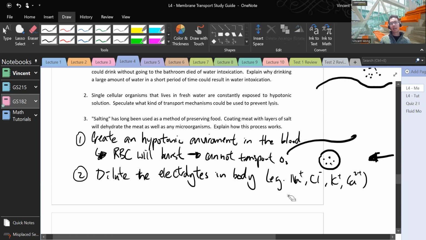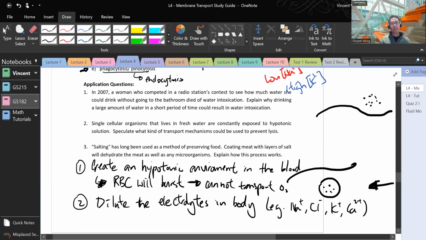Calcium. So we need the sodium and we need the potassium for communication of nerves. We need the chlorines for blocking certain communications in the body. We need calcium for muscle contraction. So if you're diluting all these electrolytes, you will lose all those functions, and that could be a problem. Okay, so drinking huge amount of water in a short period of time is not a good idea.